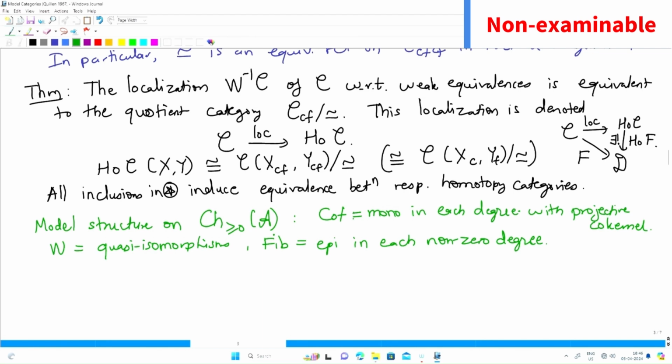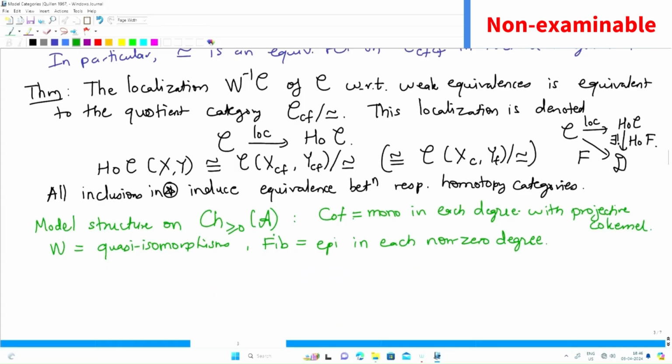Well, I can also change it slightly. There is another model structure on this category where I choose cof to be monos in each degree, W to be quasi-isomorphisms, and fib to be epis in each degree with injective kernel.